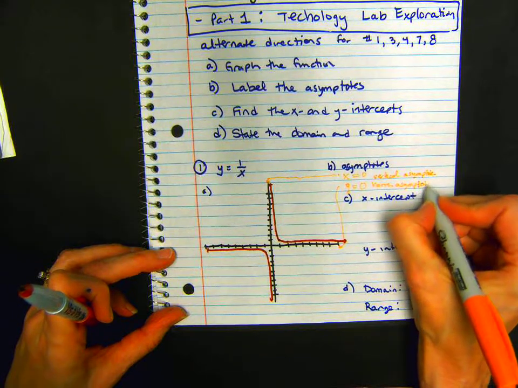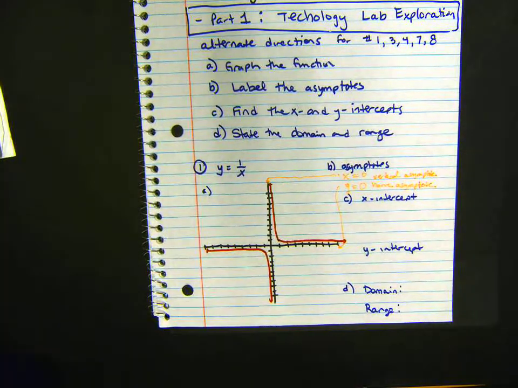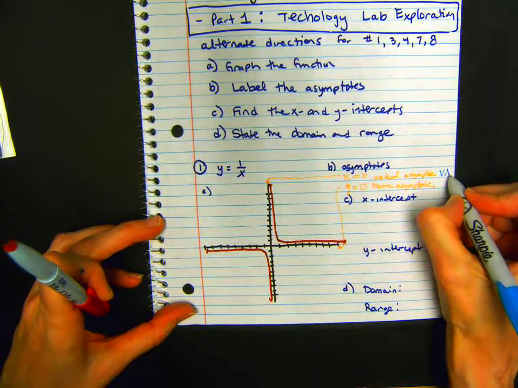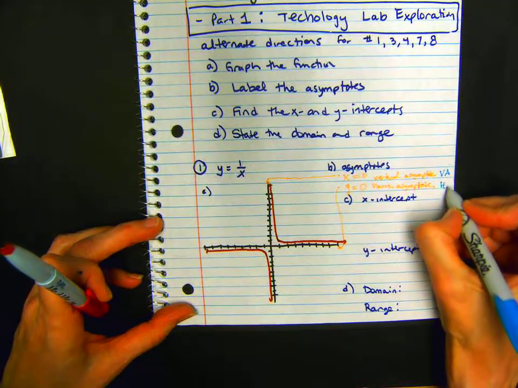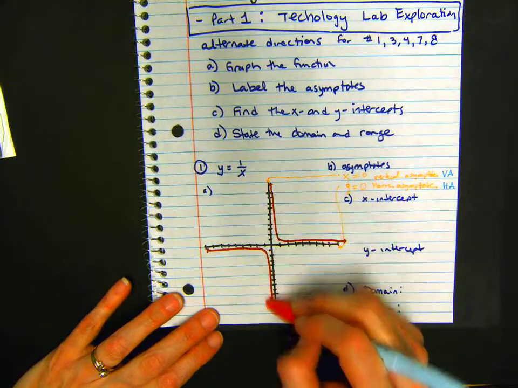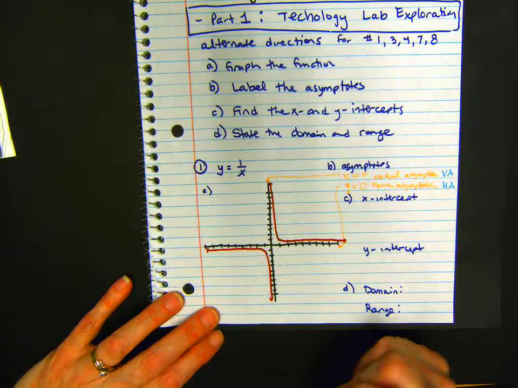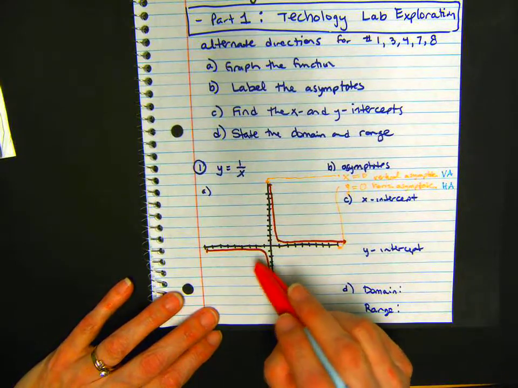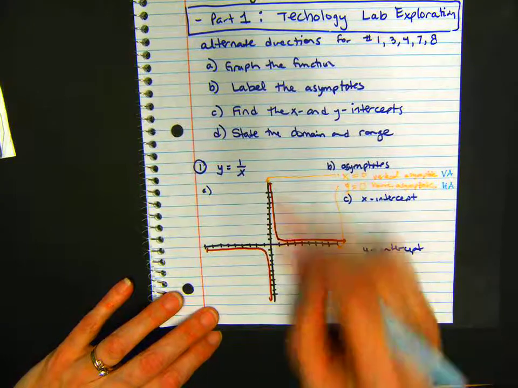I'll go ahead and write out the word asymptote. Sometimes I personally abbreviate those as VA for vertical asymptote and HA for horizontal asymptote, just to make writing a little bit shorter. Those are both very long words. And so we can see that those are our asymptotes, the lines that this graph will never cross. Y will never equal 0. X will never equal 0.